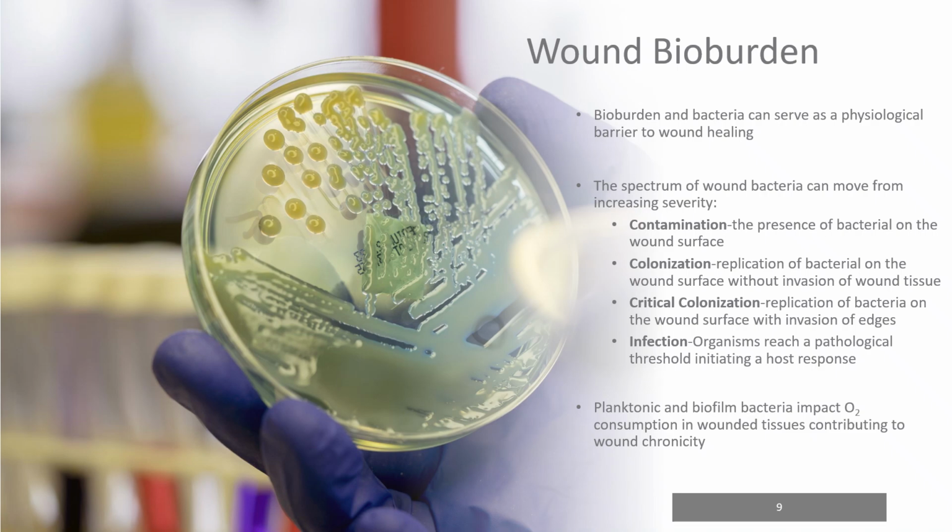They are senescent, but they make connections to each other and do something called quorum sensing. They share information and DNA material, and once they mature, they secrete something called an extrapolymeric substance, which is a protective mechanism. The only true way to rid the body of biofilm bacteria is with debridement. Both planktonic and biofilm bacteria impact oxygen consumption in wounded tissue and contribute to wound chronicity.